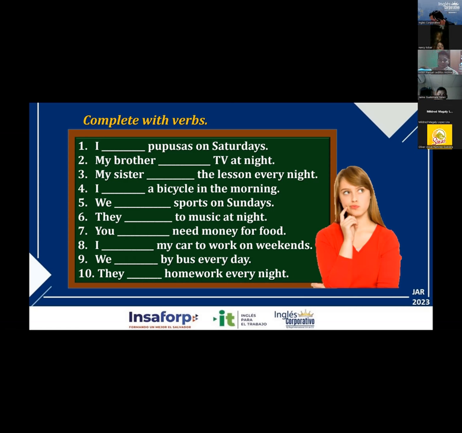You don't need money for food. Number eight: I drive my car to work on weekends. Nine: We go by bus every day. They do homework every night. Excellent. Very good. Nice. Let's go to the main session.